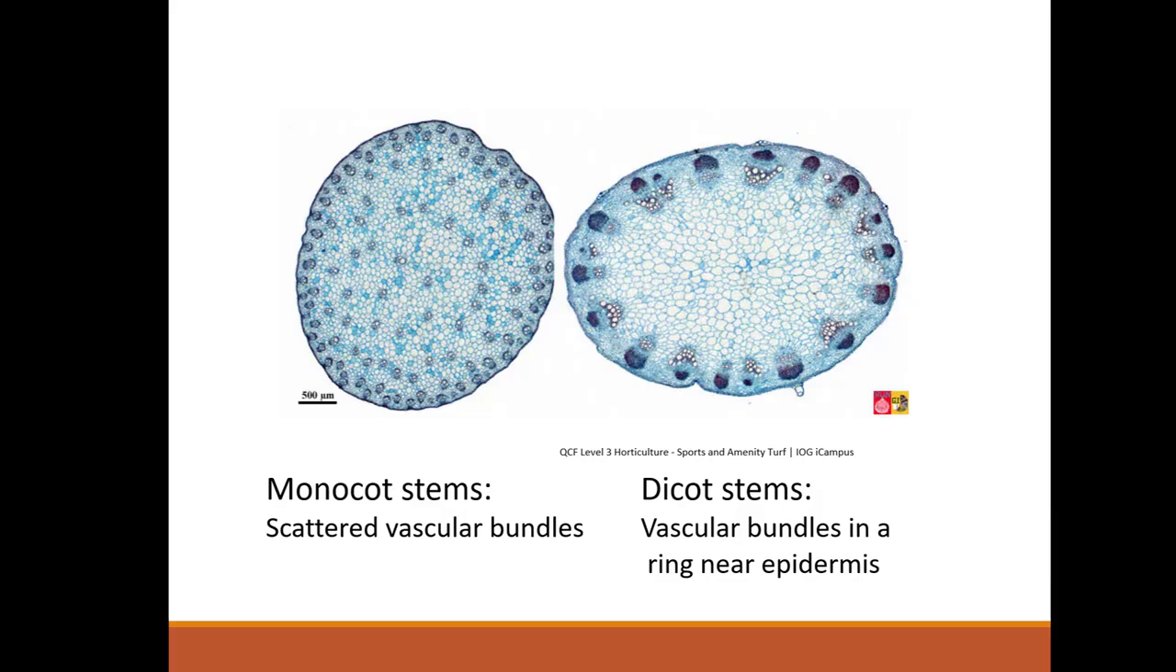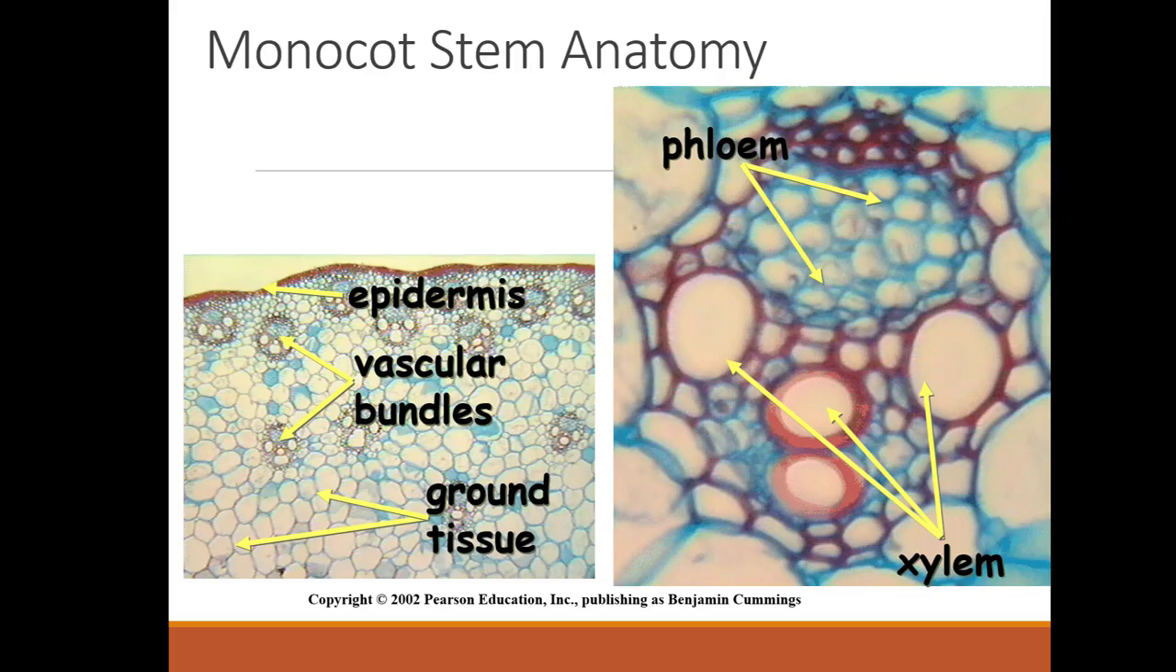Okay, monocot stems have scattered vascular bundles, and remember the vascular bundles are the xylem and the phloem, and dicot stems have them in a ring near the epidermis. Okay, so here's a close-up of monocot stem anatomy. You've got your epidermis, you've got your vascular bundles, and then there's the ground tissue. And if you look closely to where that vascular bundle arrow is pointing, inside you will see the phloem above and then the xylem.